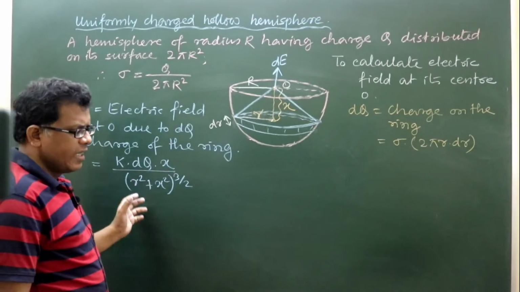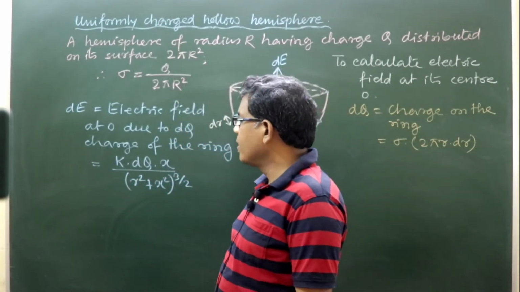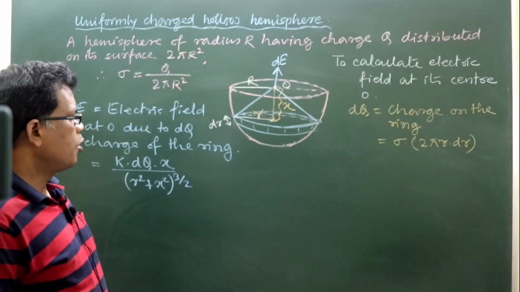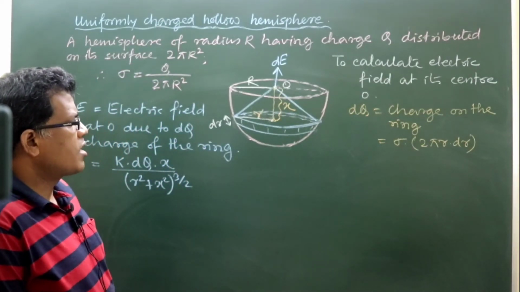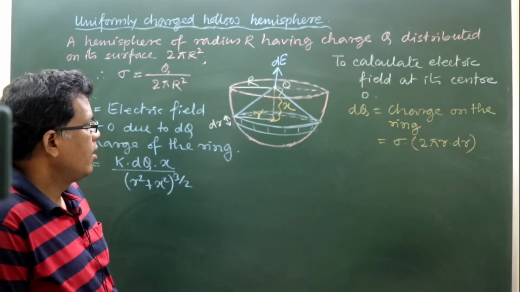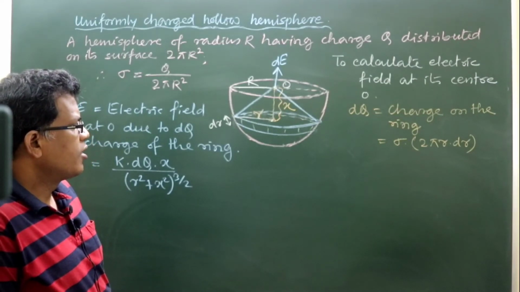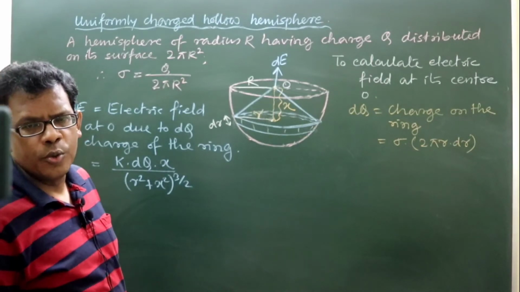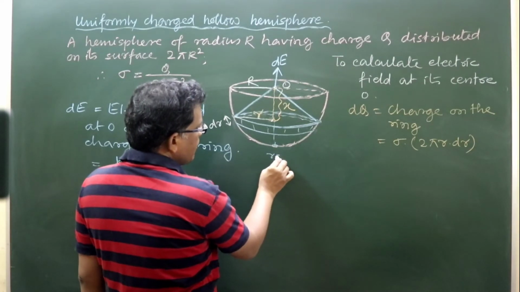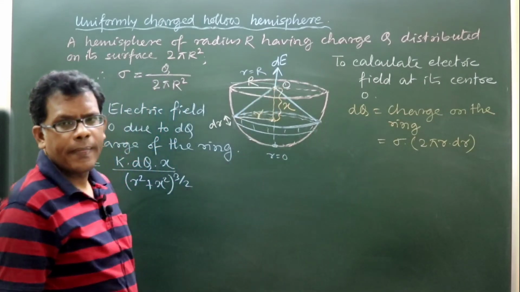We cannot integrate this result directly, though we know that the total charge can be assumed to be available on all such coaxial rings, right? All these rings will differ in radii. Small r will change from 0 to capital R. When you take the smallest ring here, the small r at this point will be 0, and at this point small r will be equal to capital R, isn't it?